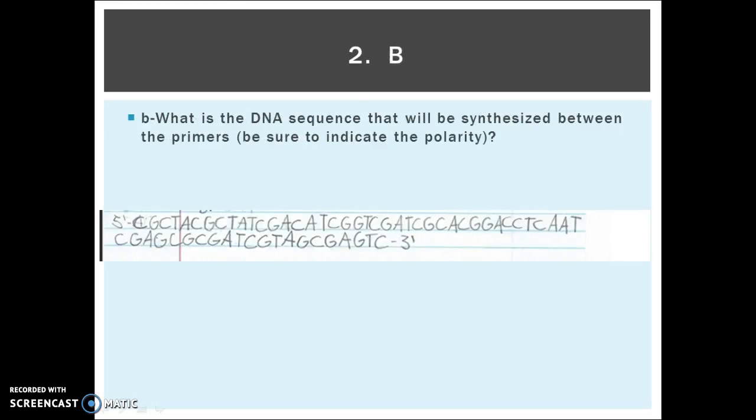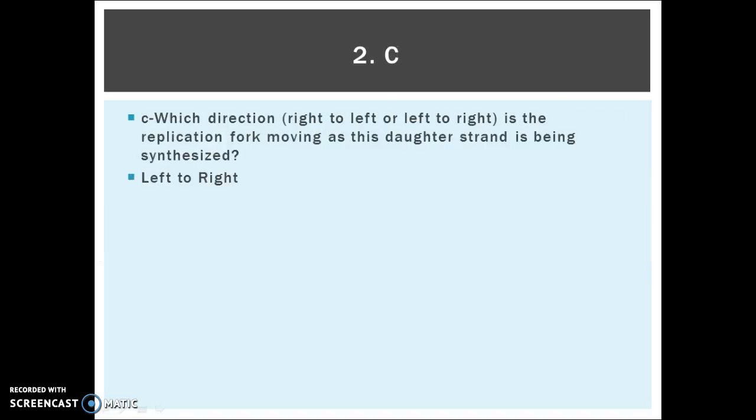2B. What is the DNA sequence that will be synthesized between the primers? And we need to indicate the polarity. And so what we have here is the newly synthesized strand, and it's 5' to 3'.